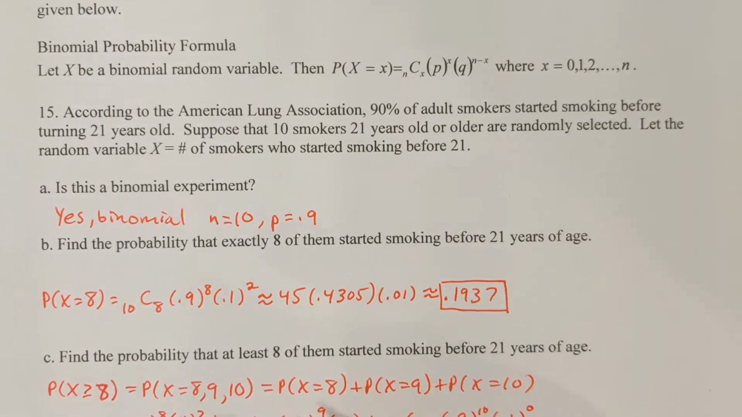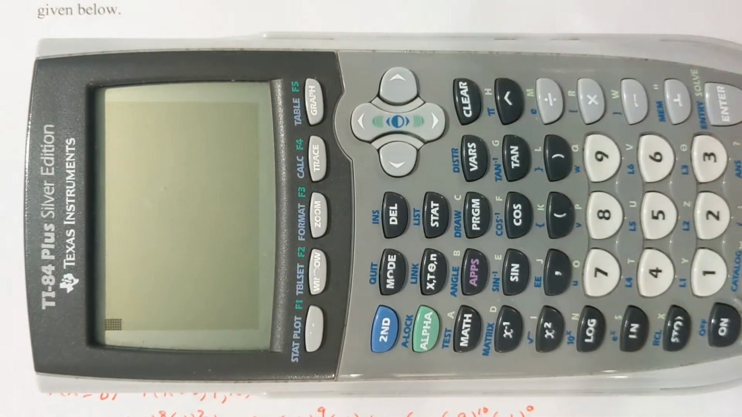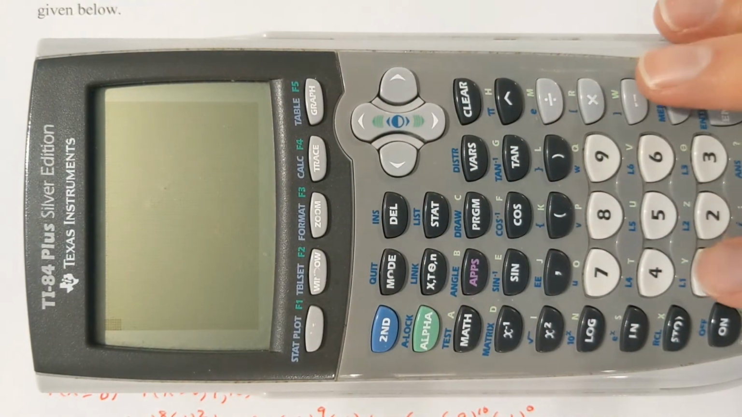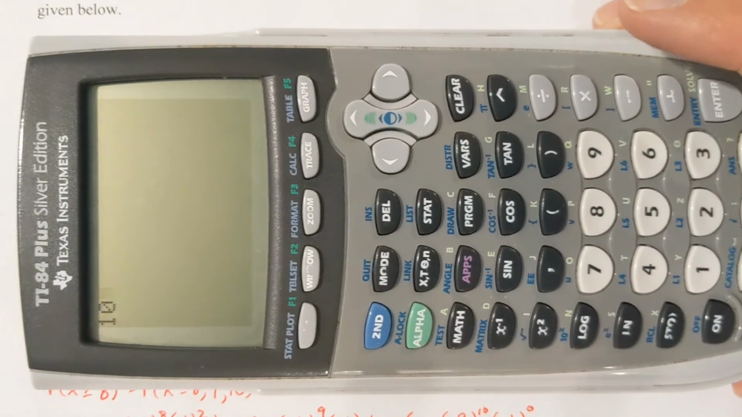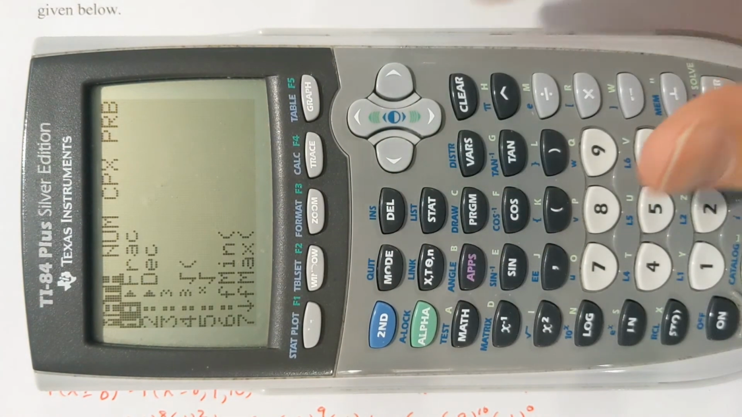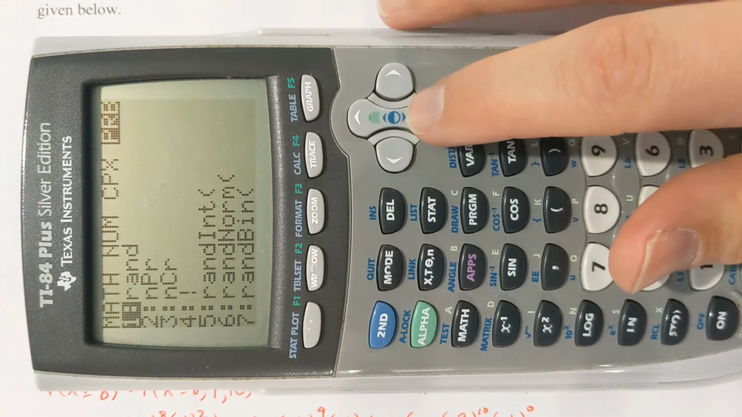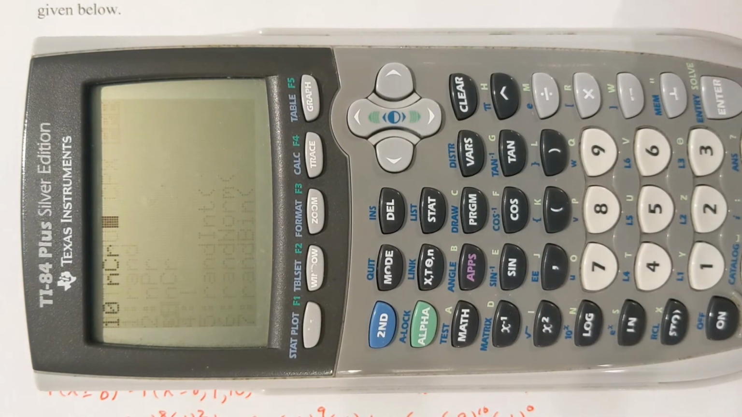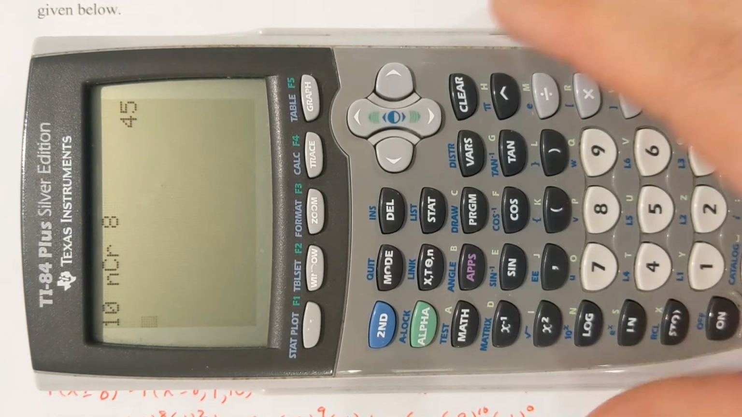Now the next thing I want to do is compute 10 choose 8. How you would do that on the TI-84 model is you hit 10 and then hit math and then go over to PRB. And then we want number 3 where it says nCr, hit enter, and then 8, and it says 45.